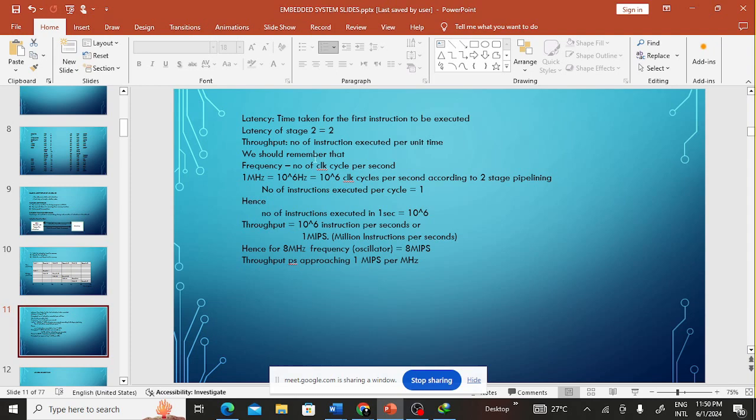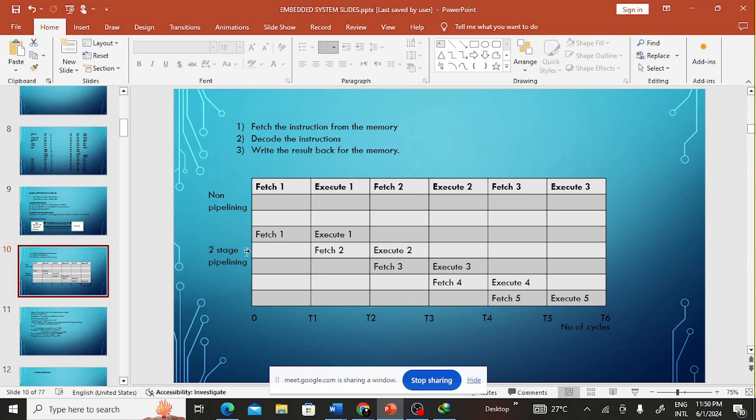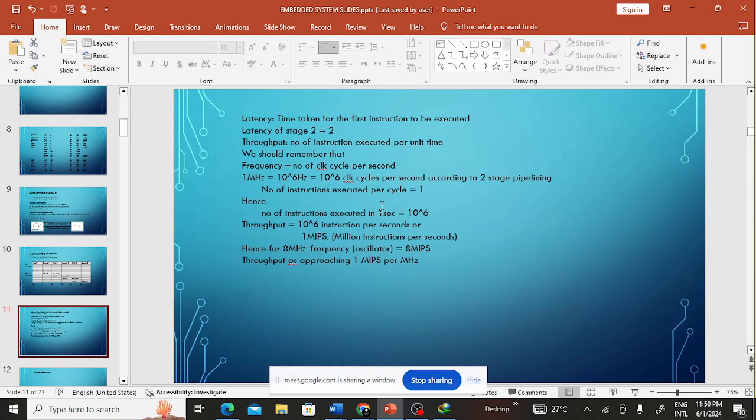If I have a clock frequency of 1 megahertz, which I just talked about, then that will give me 1 million clocks per second. For 2-stage, the number of instructions per cycle is 1. So let's look at it again. In a 2-stage pipeline, it means that I'm only wasting the first cycle. The rest, I execute instructions in all those cycles. So approximately every clock cycle, I'm executing one instruction.